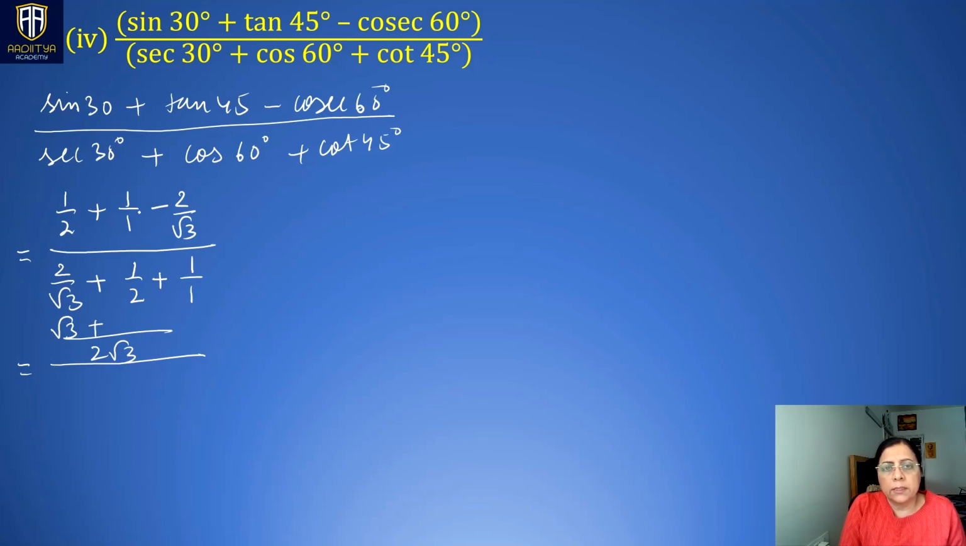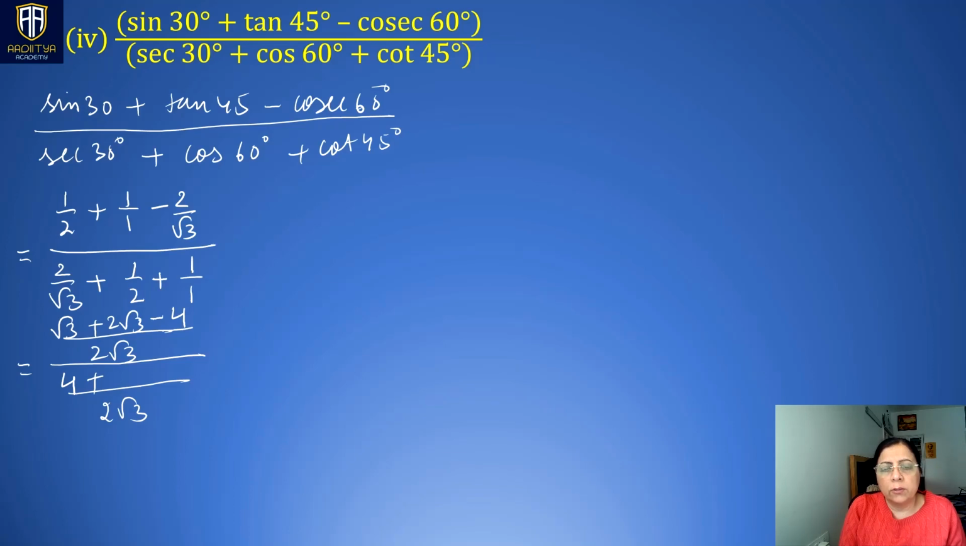This whole thing gets multiplied by 1, so this becomes 2 root 3. 2 root 3 divided by root 3 is 2. Multiplied by numerator is minus 4. In the denominator we have 2 root 3. 2 root 3 divided by root 3 is 2. 2 gets multiplied by 2, so it is 4.